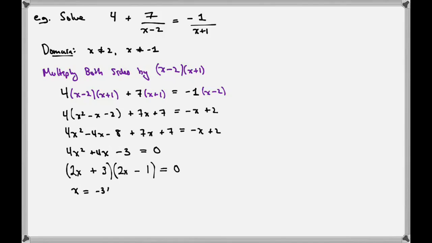So solving each one, x is equal to minus 3/2 from this one, and x is equal to positive 1/2 from this one. Those two numbers are solutions to my quadratic equation above, and they are in the domain of my rational equation, so they are solutions to my original equation as well.